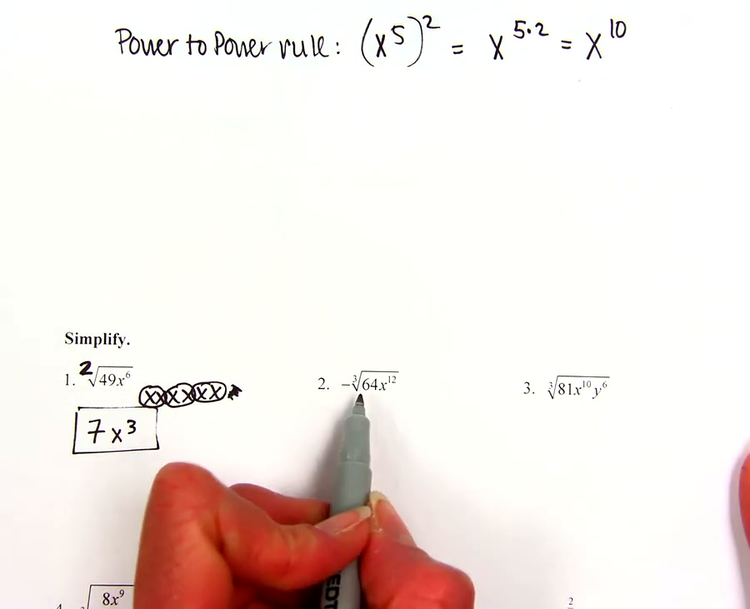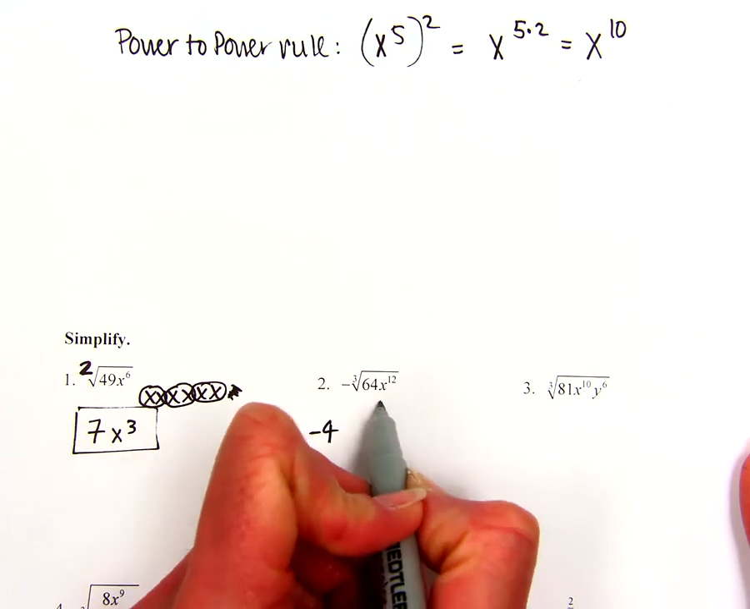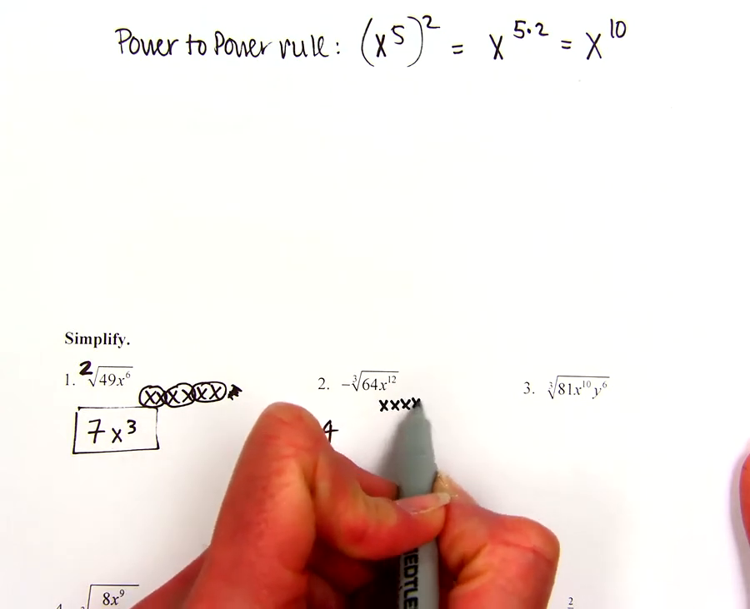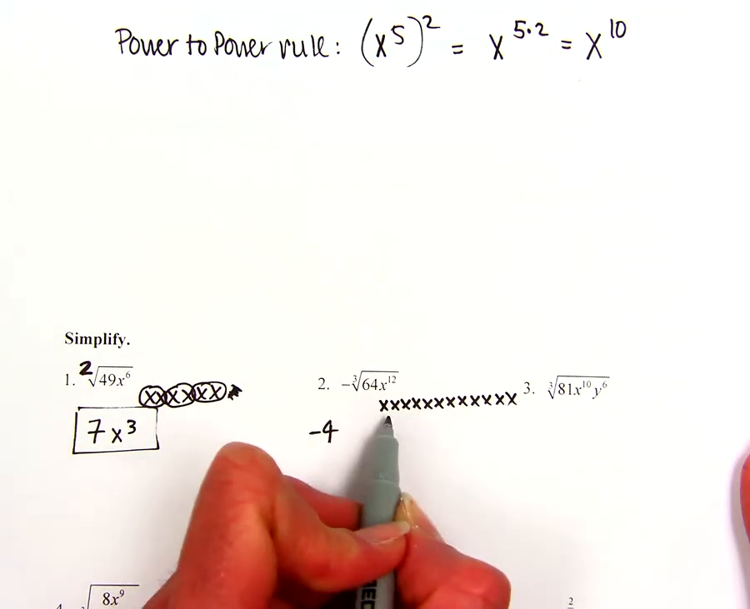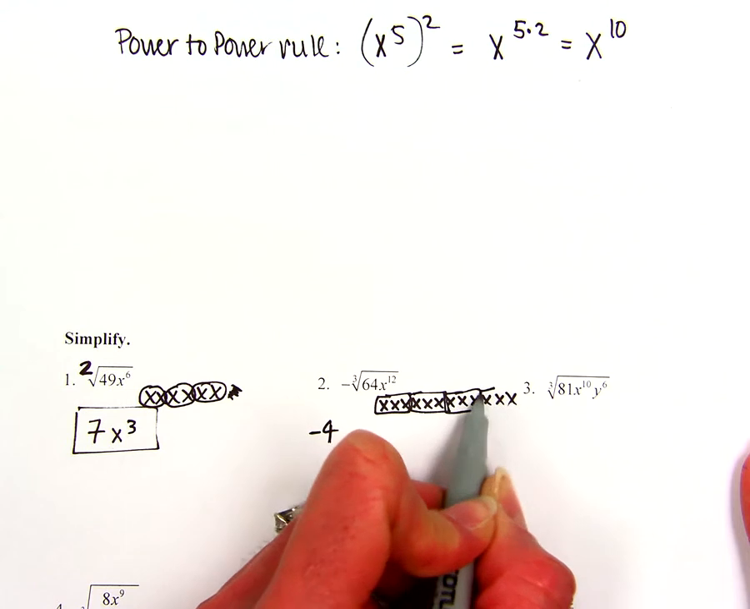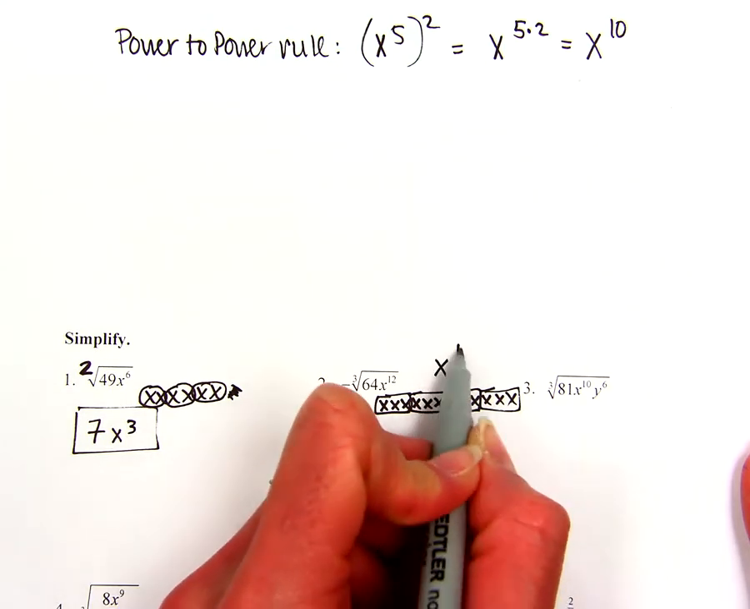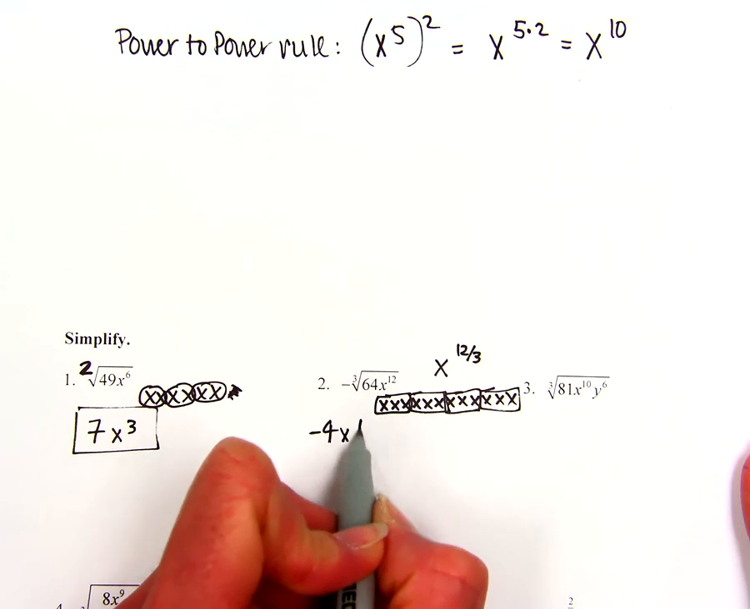All right, next problem, we want to know what's the cube root of 64. So that's 4, so it's negative 4. And then we have x to the 12th. We're going to take out as many groups of 3 as we can. And the quick way to do this is to do 12 divided by 3, right, which is 4. So x to the 4th.